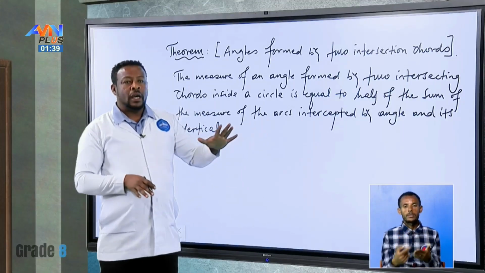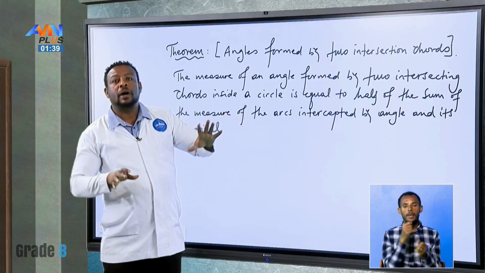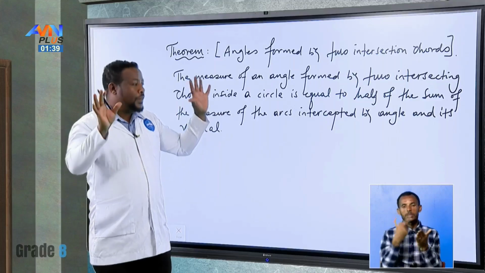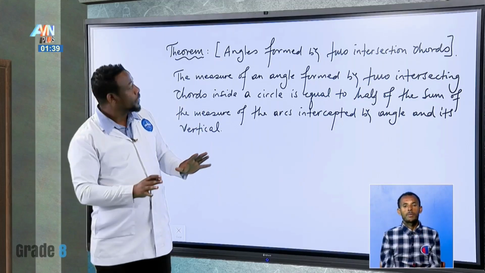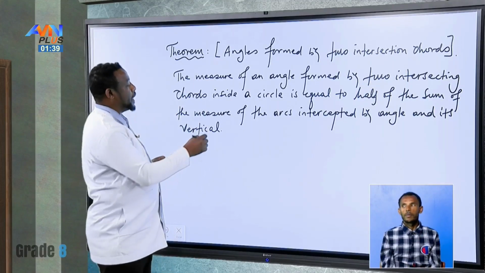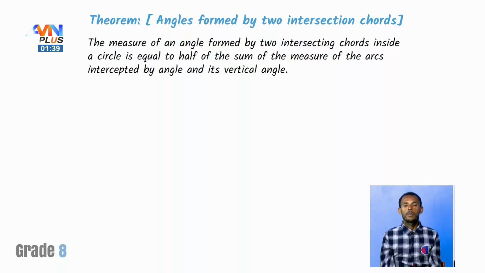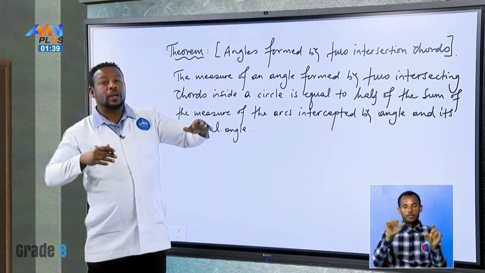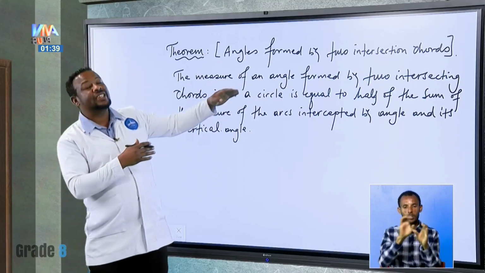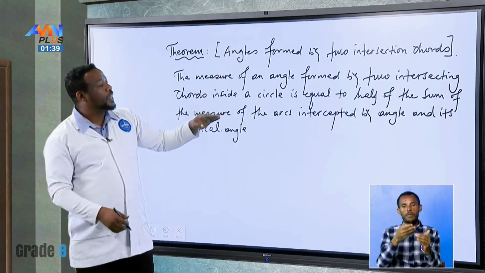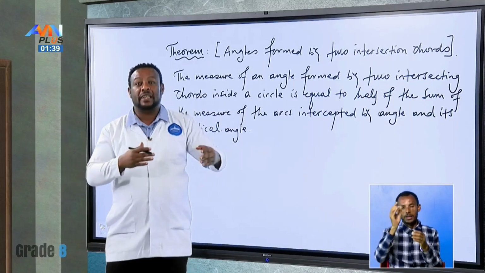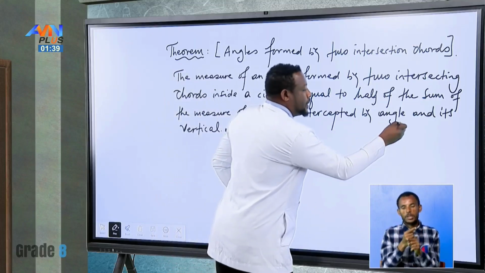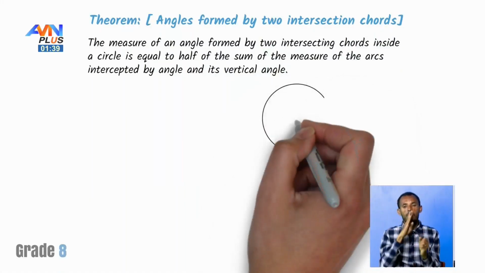Here, I can make it easy by showing you the geometric representation of this theorem. So, this theorem says the measure of an angle formed by two intersecting chords inside a circle is equal to half of the measure of the arcs intercepted by the angle and its vertical angle. Geometrically, this theorem can be represented this way.